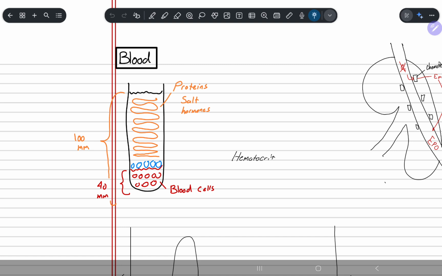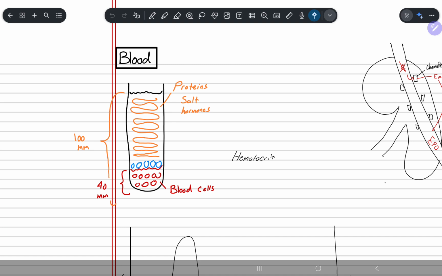Albumin is the most abundant protein in plasma, and it makes up about 60% of the total proteins in plasma. So it's a pretty big portion, pretty big deal. And albumin is largely responsible for having a constant osmotic pressure, or BCOP, within our capillaries in the cardiovascular system.